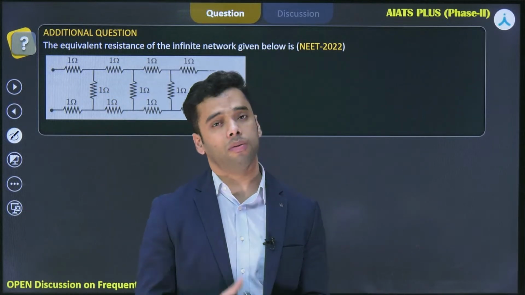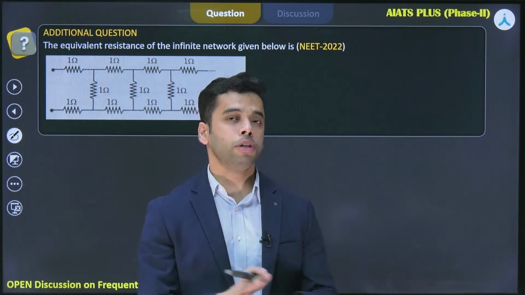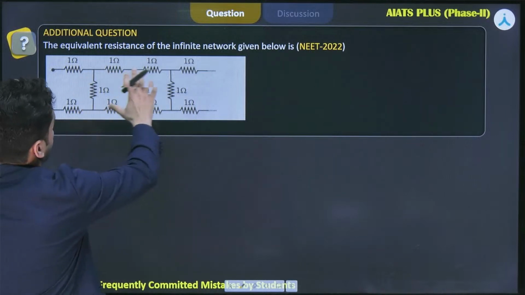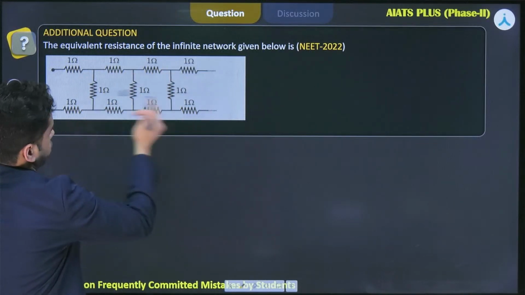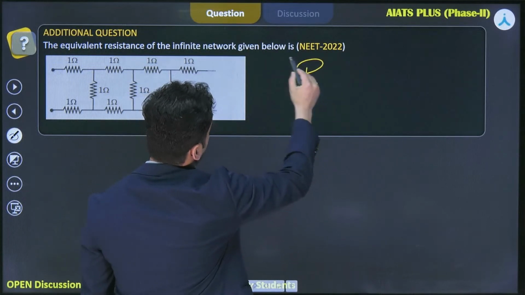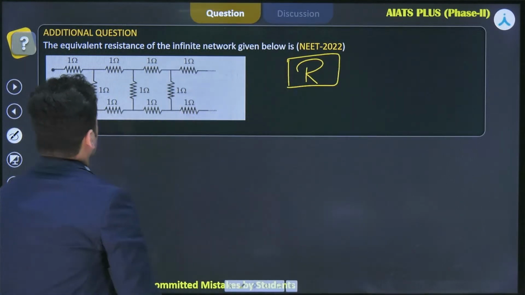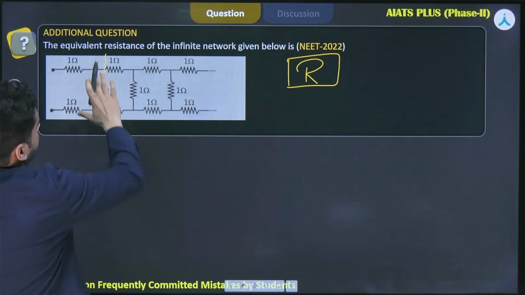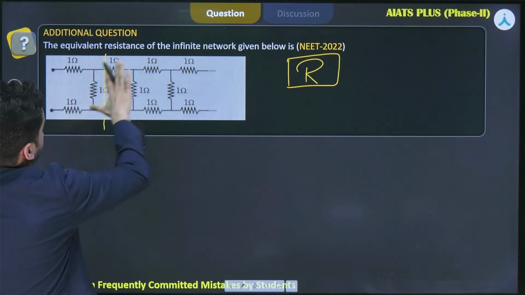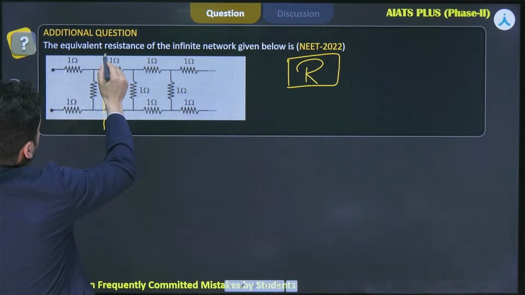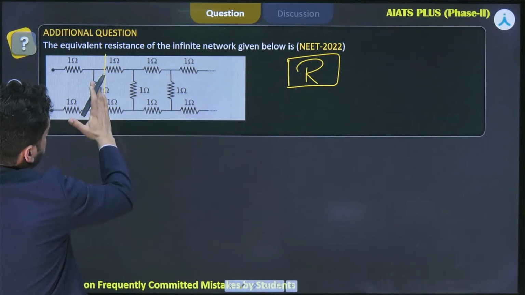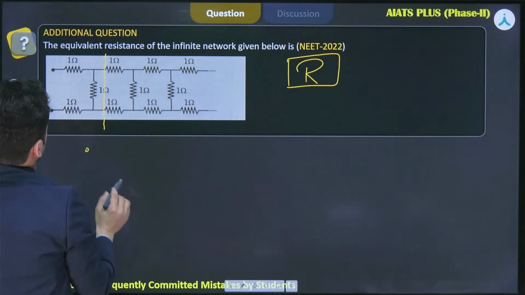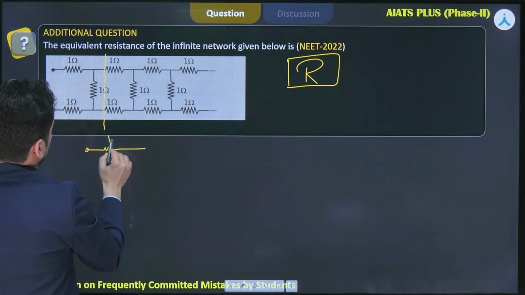And this is a special type of problem. You just need to be thorough with the concepts and you will get your answer. So you can see that this is the infinite ladder network and we need to find the equivalent resistance. So let me assume that the equivalent resistance is R. Right? So if I try to break the circuit from this point, I'm assuming that the part which lies to the right of this line has an equivalent resistance of R. So if I try to redraw the circuit, this is your 1 ohm.